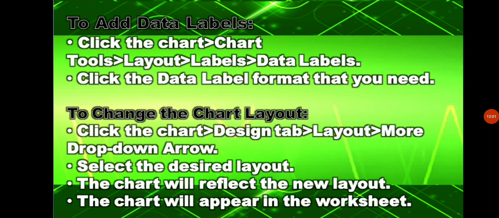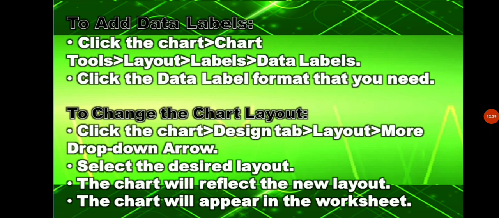To change the chart layout, click the Chart Design tab, Layout, More drop-down arrow, and select the desired layout. The chart will reflect the new layout. Some layouts include chart titles, axes, or legend labels. Just place the insertion point in the text and begin typing, and the chart will appear in the worksheet.